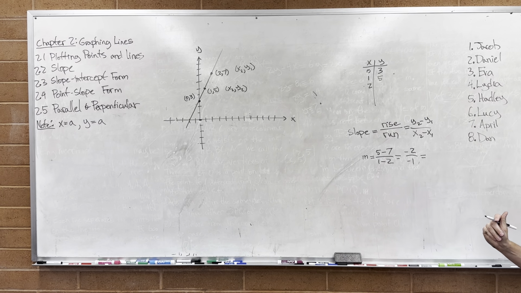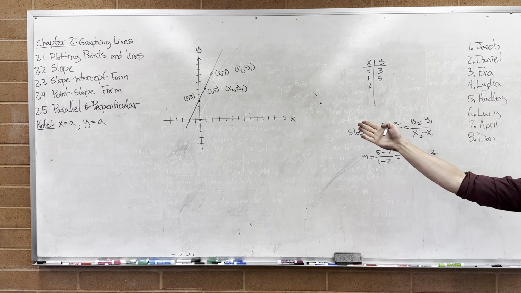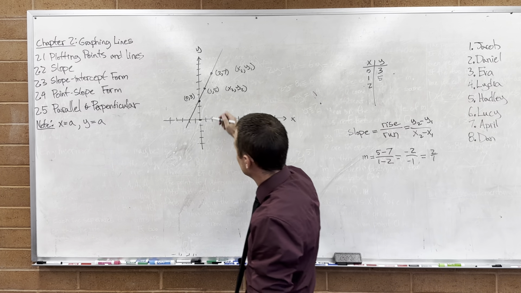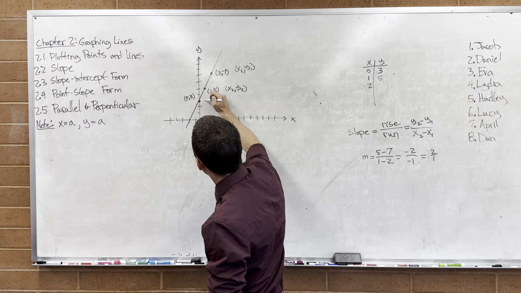For every 1 unit we go over, we go up 2. Or 2 over 1 if you want to leave it that way. Our rise over our run. If you go over 1, you go up 2. That's our slope. That's exactly what it is. We go over 1, up 2. We get this point. Go over 1, up 2. We get that point. Make sense? Yeah. That's calculating our slope.